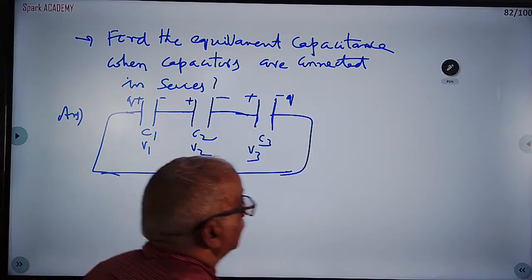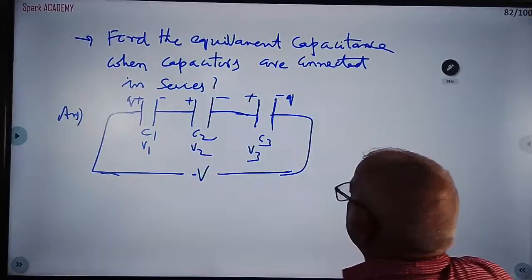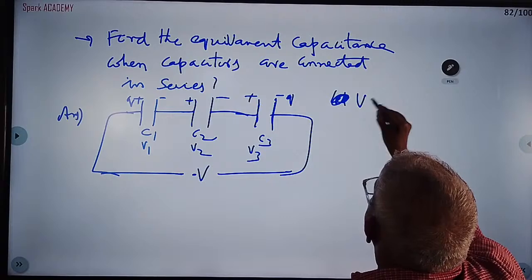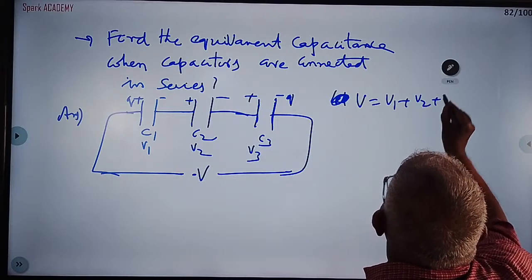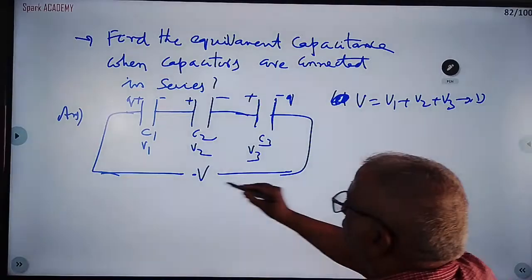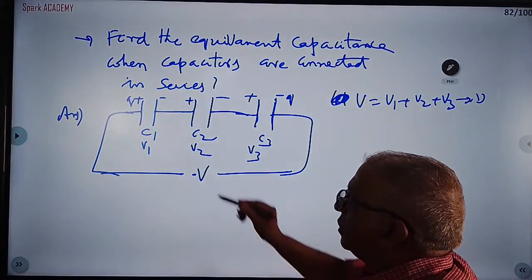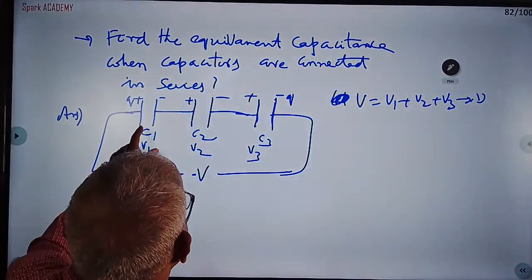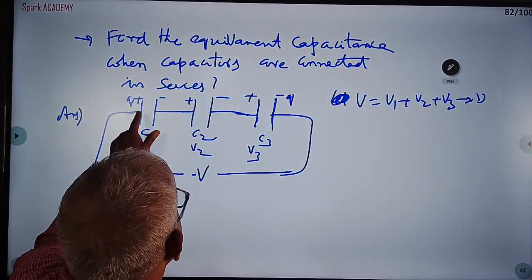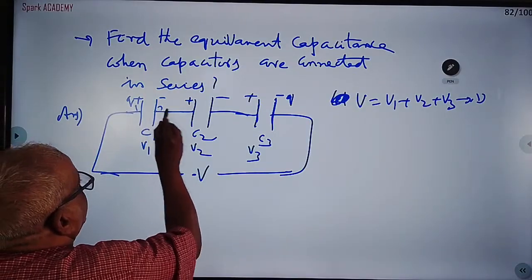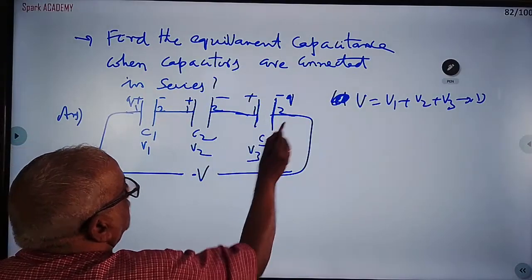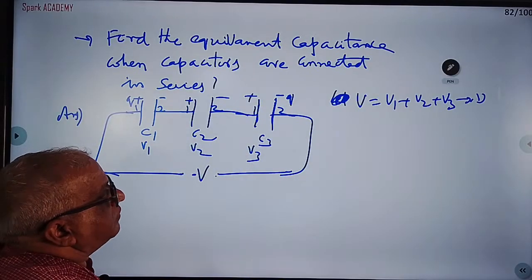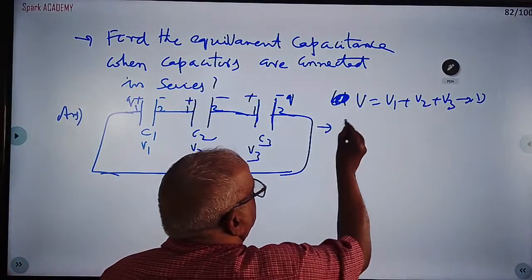So how do we do this derivation? Let the applied potential difference V be equal to V1 plus V2 plus V3. You write the theory part here: how they are connected in series. What is series, you have to explain. First plate is connected to second, second is connected to first. The first plate and last plate are connected to the potential difference. This is called series. In series, the charge will remain the same.